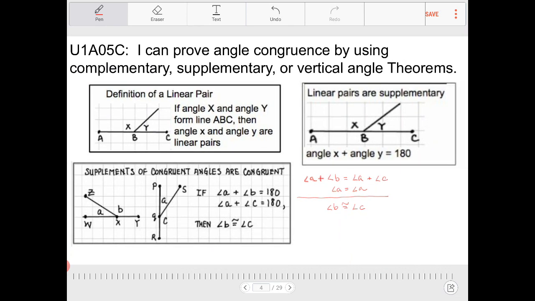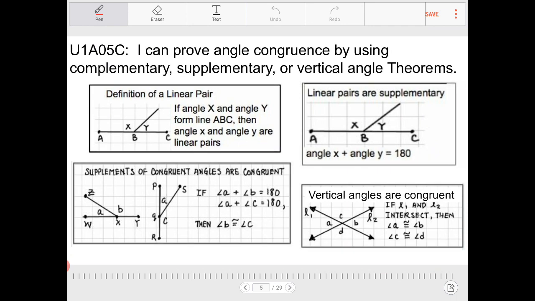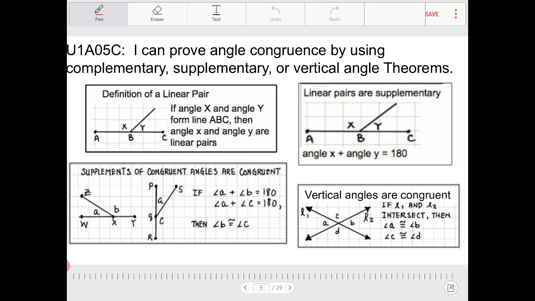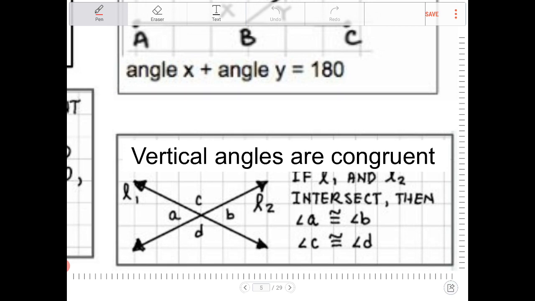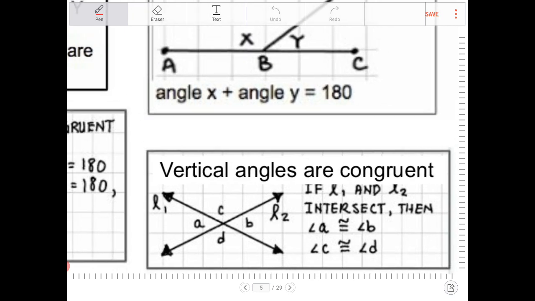All right, and then there's one other postulate, one other idea, and that is vertical angles are congruent. So we know that when 2 lines intersect, there will be 4 angles formed. The angles that are opposite of one another are going to be congruent. The angles that are adjacent to one another are going to be linear pairs. So I know that angle A will be congruent to angle B, and angle C will be congruent to angle D. Angles A and C are linear pairs. A and D are linear pairs. Angles B and C are also linear pairs, and angles B and D are also linear pairs.